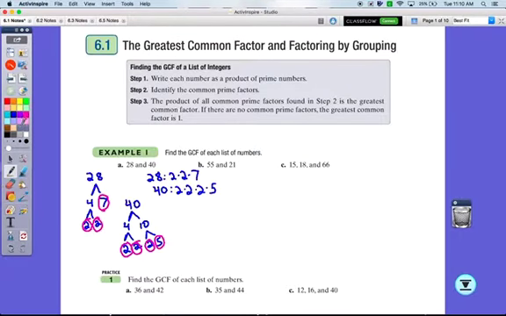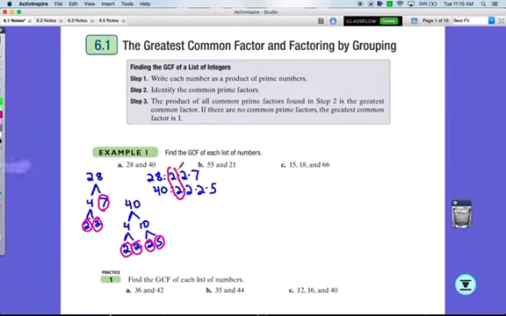Once you write the prime factorization, you can say, what do they have in common? They both have this pair of 2's in common. Each pair yields one of those numbers, so we get a 2 from the first pair and a 2 from the second pair, so our GCF is 2 times 2, which is 4. 4 is the biggest number that will go into both 28 and 40.